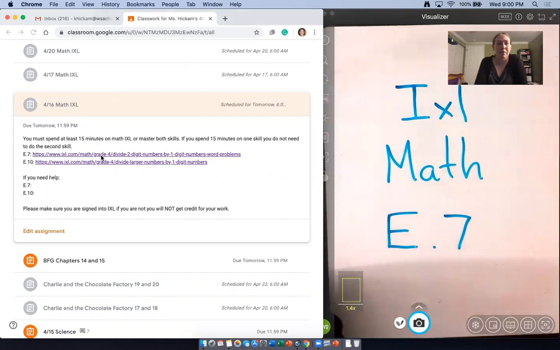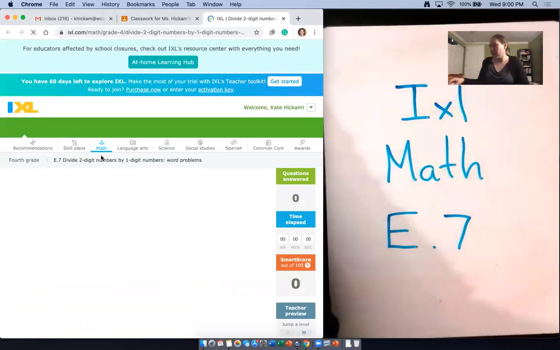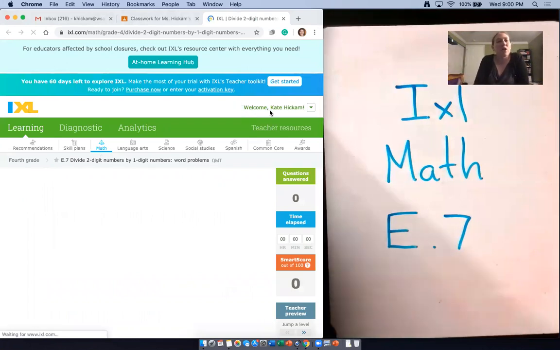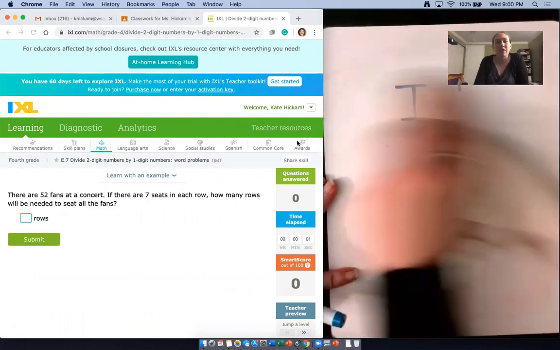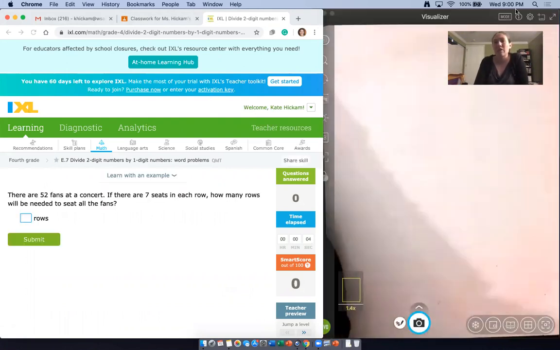So I just go into my assignment and I click E7. Remember that these are randomly generated, so your problems might look different than mine. And then, as always, double check that your name is up there in the top. Otherwise, you won't get credit for it, which would suck.